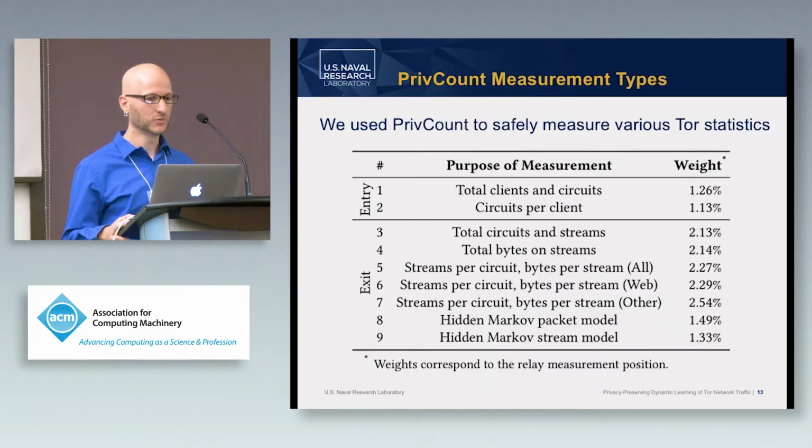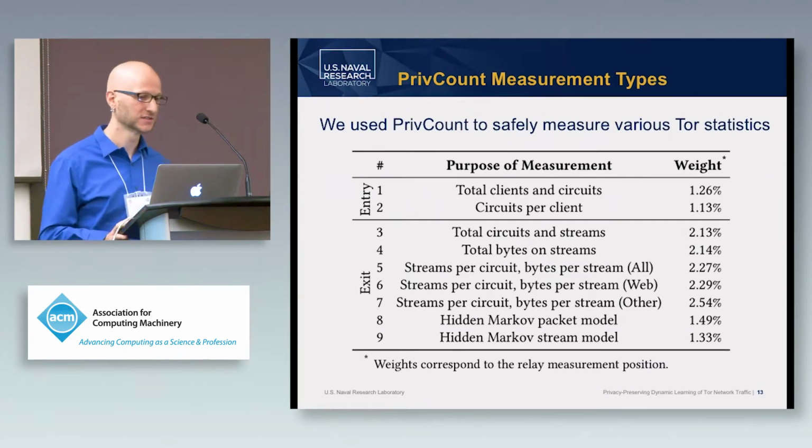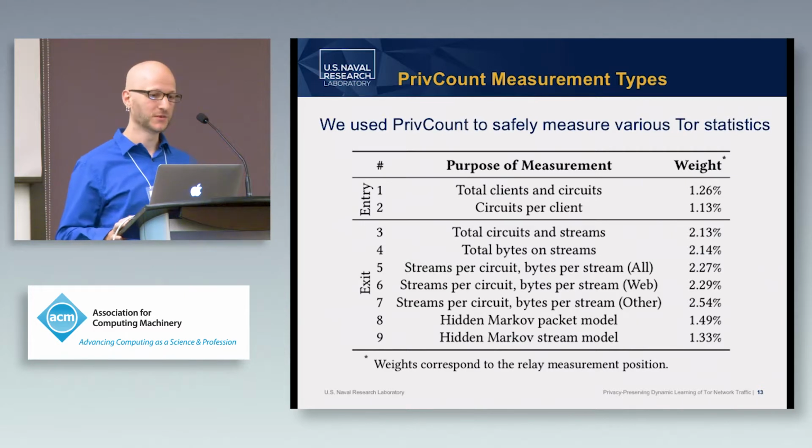Using this deployment, we collected various measurements of the Tor network. I'm not going to get into the details of all of these. Please see the paper. We have lots of statistics, but we measured things about clients, how many circuits are getting created in the network, how many circuits there are per client, total numbers of circuits and streams, total numbers of bytes being sent, streams per circuit, bytes per stream, etc.